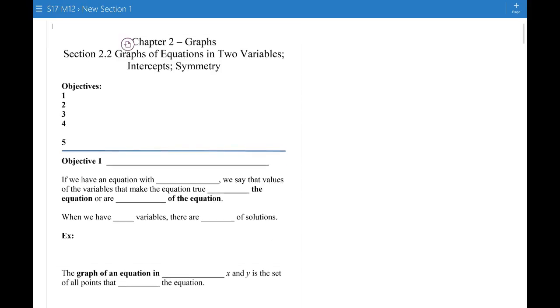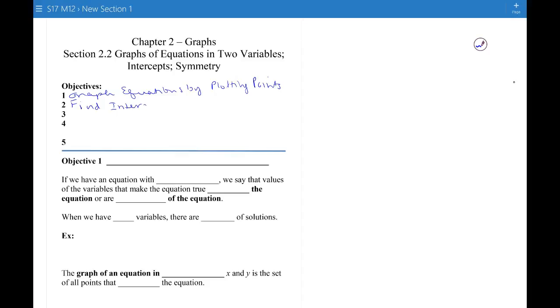So chapter 2 is all about graphs. So now let's talk about graphs of equations in two variables. And we'll also be talking about intercepts and symmetry. So we're going to first remember how to graph equations by plotting points. And it can be really helpful to go back to this idea and remind yourself that whenever we're graphing equations, we're actually graphing a bunch of points really close together.